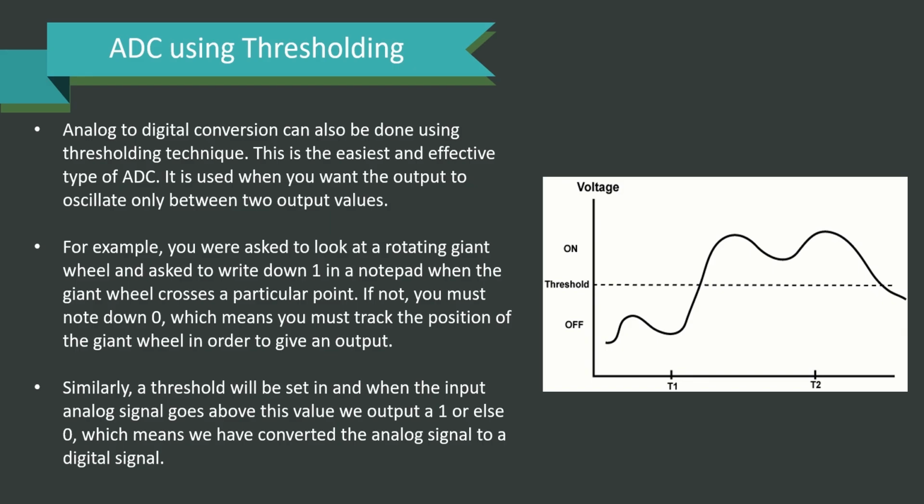which means you should track the position of the giant wheel in order to get an output. Similarly, a threshold will be set, and when the input of the analog signal goes above this value, we output it as a 1 or 0, which means that we have converted the analog signal to a digital signal. The analog signal can be varying, but we convert it to either 0 or 1 easily. The same has been represented in the picture that you see in front of you. It has got on or off, which correspond to 1 or 0. The analog signal can vary, but we are equating it to the digital signal easily through this thresholding process.